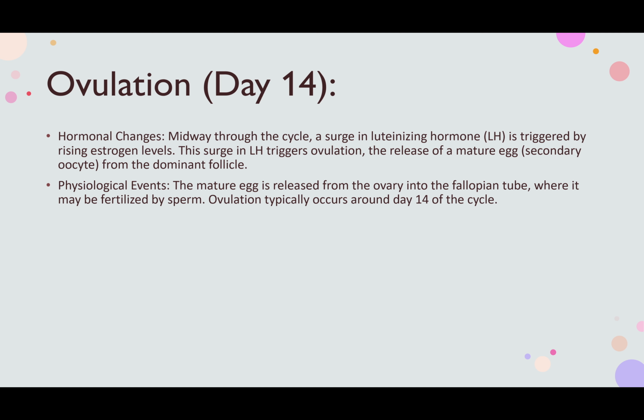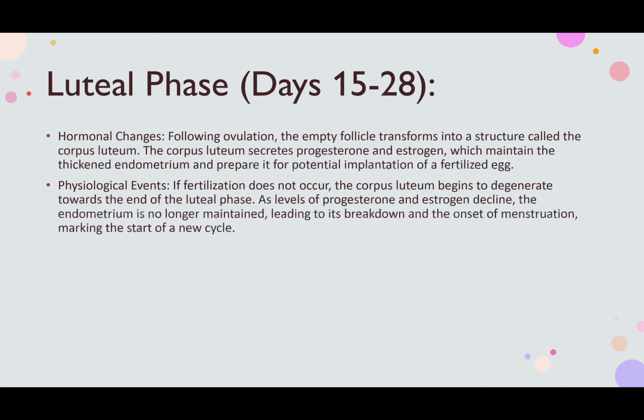Physiological event now: the mature egg is released from the ovary into the fallopian tube, where it may be fertilized by a sperm. Ovulation typically occurs around day 14 of the cycle. This is typically a range.